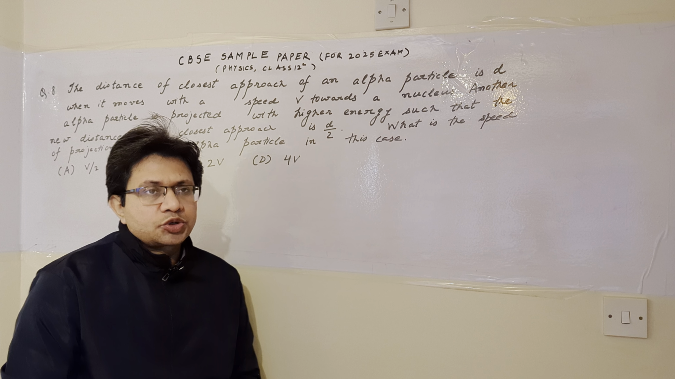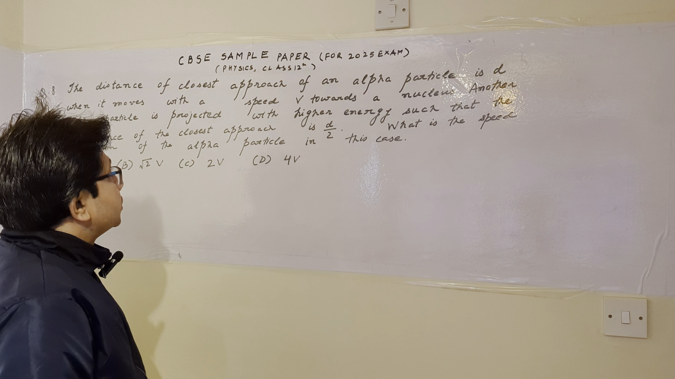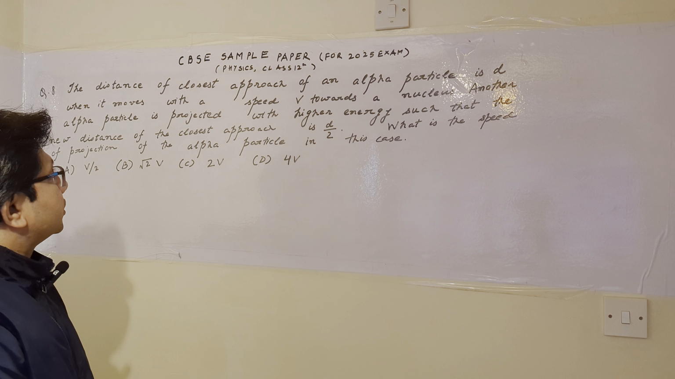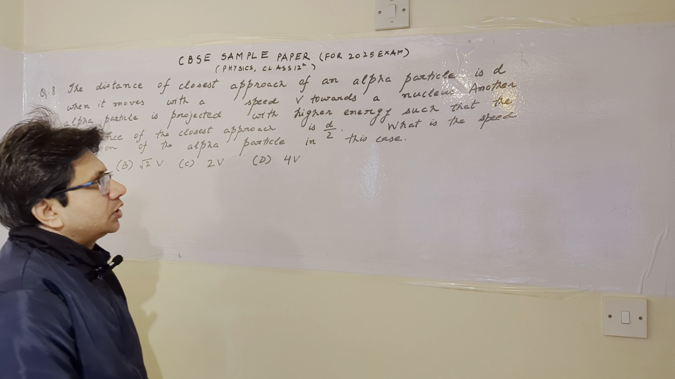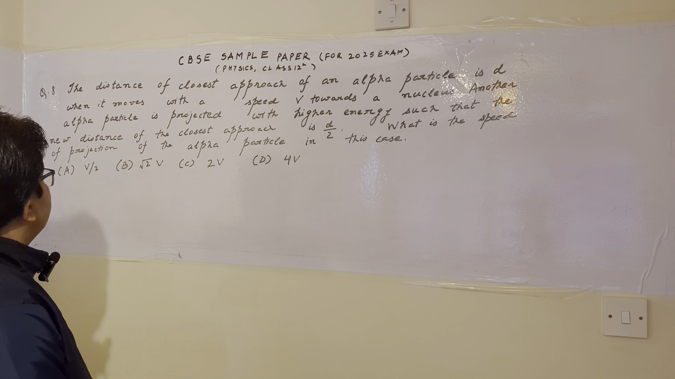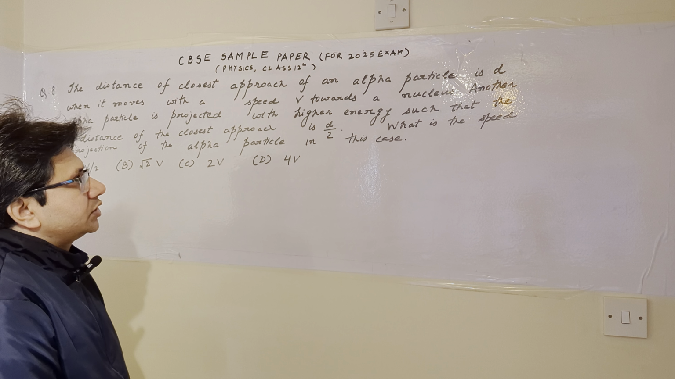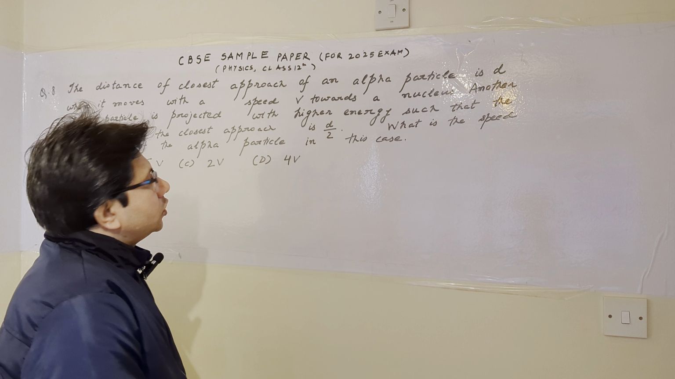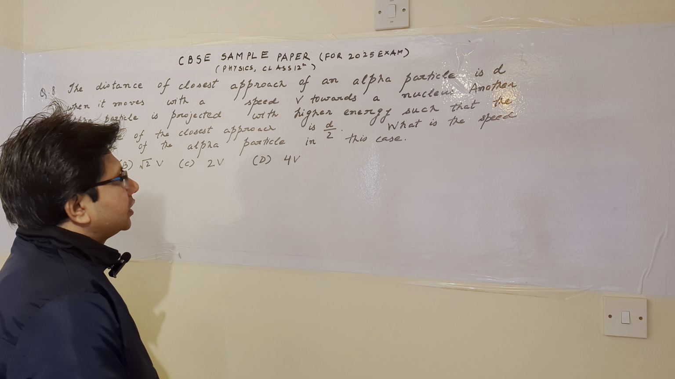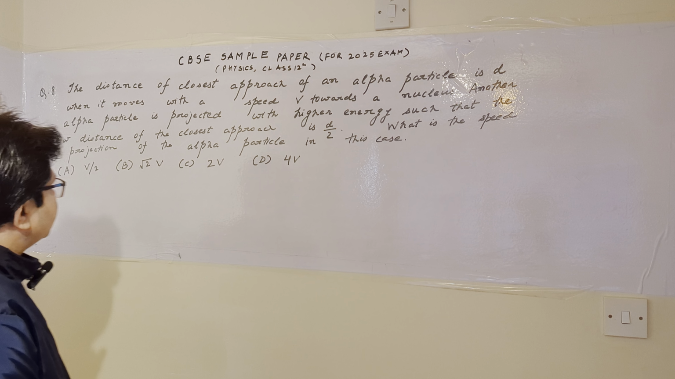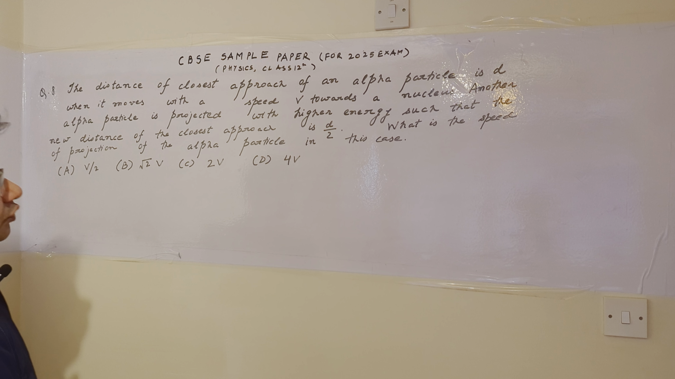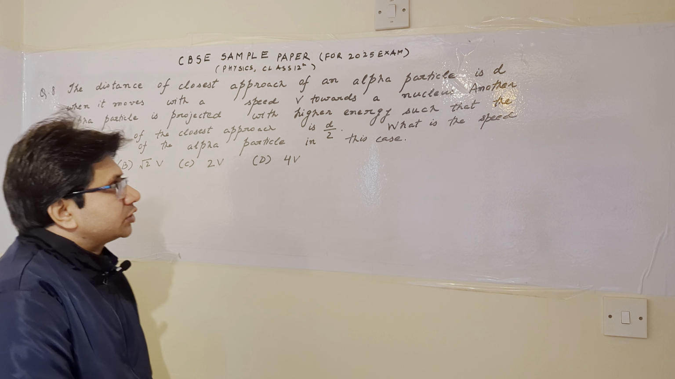Hope you're doing well. Now the question is, the distance of closest approach of an alpha particle is small d, where it moves with a speed capital V towards a nucleus. Another alpha particle is projected with higher energy such that the new distance of closest approach is small d by 2. What is the speed of projection of the alpha particle in this case? The given options are option A V by 2, option B square root 2 V, option C 2V, and option D 4V.